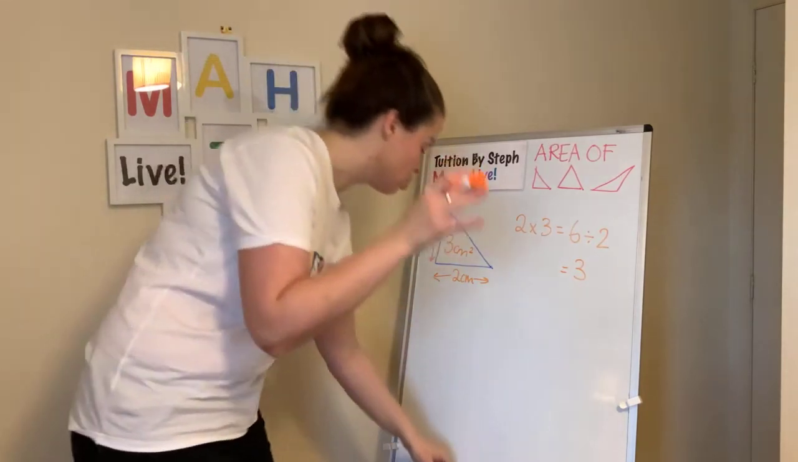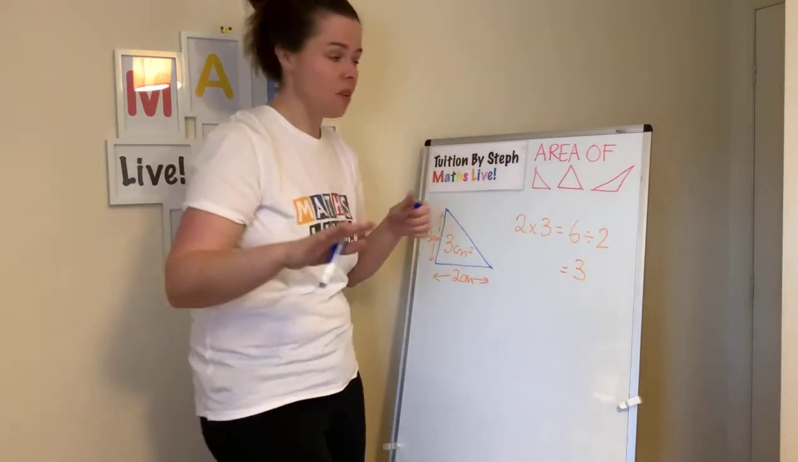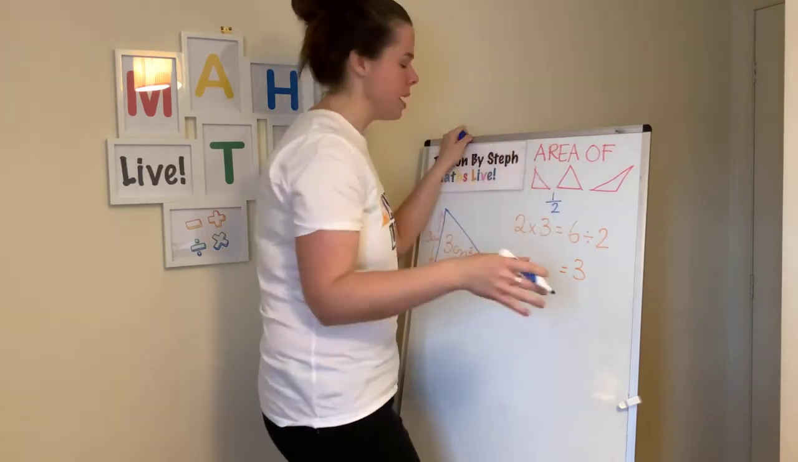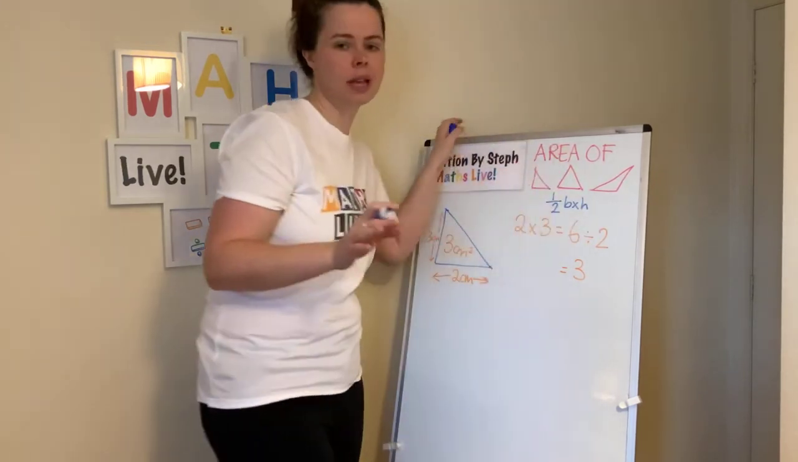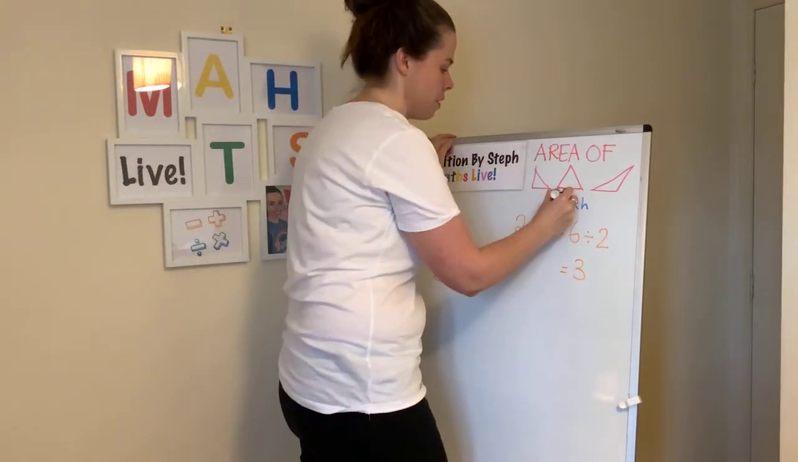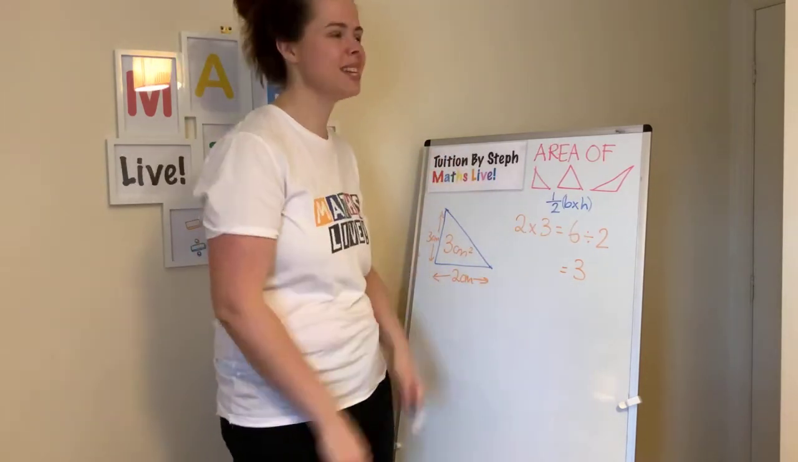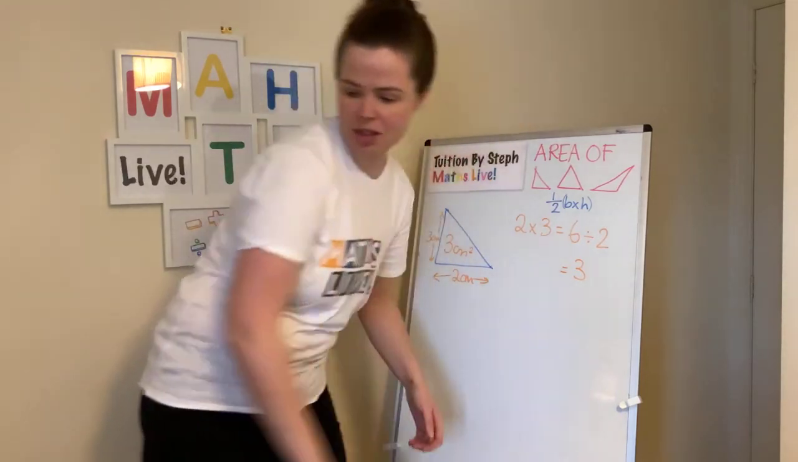Follow the rule. The rule for finding the area of any triangle is half length times width, or half base times height. Doesn't matter if you use length or width, base times height. So you do the base times height first, and then you halve your answer. Base times height, chop it in half. Okay, let's see another example.